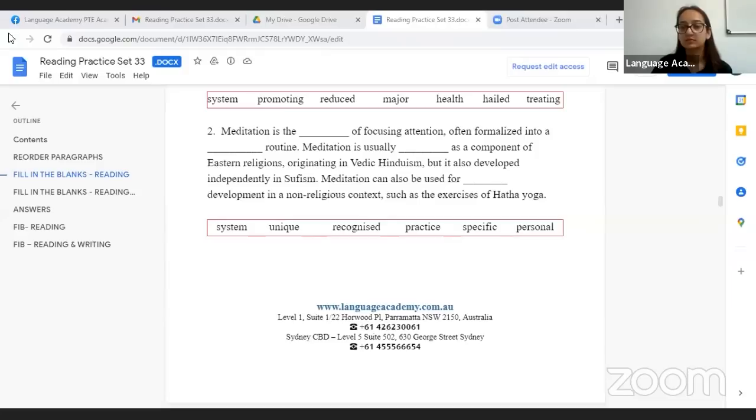Should be done by now. Good. Meditation is the dash of focusing attention. So we know meditation is a practice. We do meditation, often formalized into a dash routine. So there's a fixed routine for meditation, that is specific routine. Meditation is dashed as a component of Eastern religions. So with is comes third form of verb, we can say it is recognized as a component of Eastern religions, originating in Vedic Hinduism, but it also developed independently in Sufism.